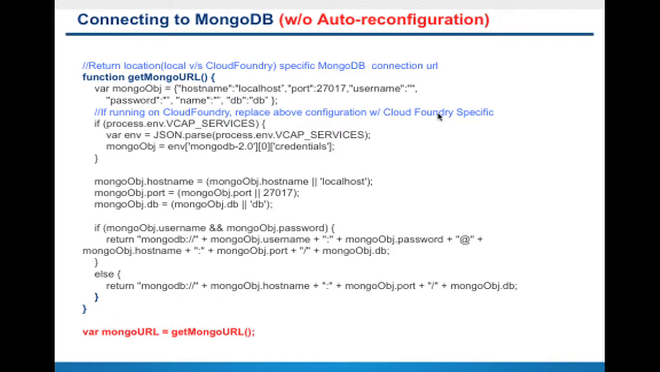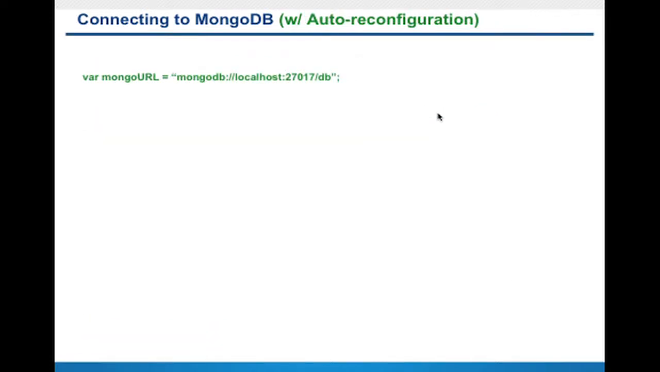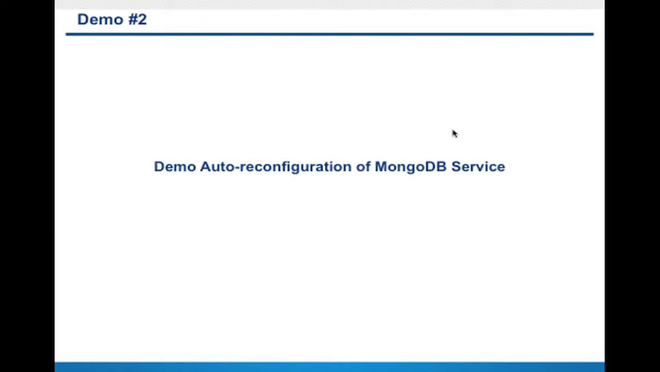Now let's see how it looks with auto-reconfiguration. That's it. So you don't really need to make any changes at all. You can still keep your MongoDB connection URL for localhost. And behind the scenes, when you upload your app, Cloud Foundry will take care of creating the right connection URL. Okay, let me do a quick demo.